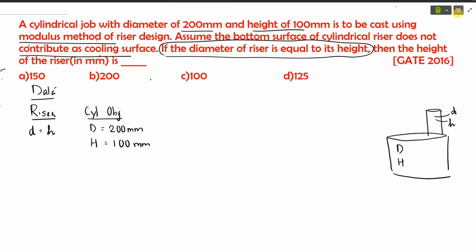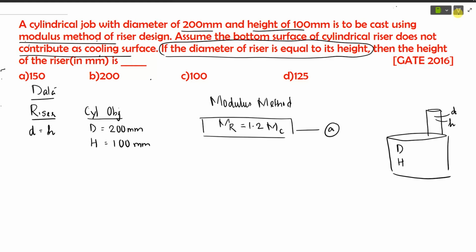So what is the modulus method? Now the modulus method says that the modulus of the riser must be equal to 1.2 times the modulus of the casting. Let's say this is equation A. Now if it is satisfied, then we can be assured that the molten metal inside the riser will take more time to solidify than the molten metal inside the casting. Because if it doesn't happen, then it may lead to a number of defects.